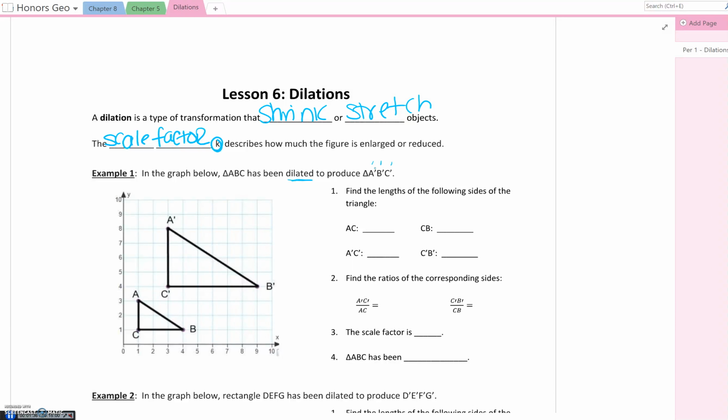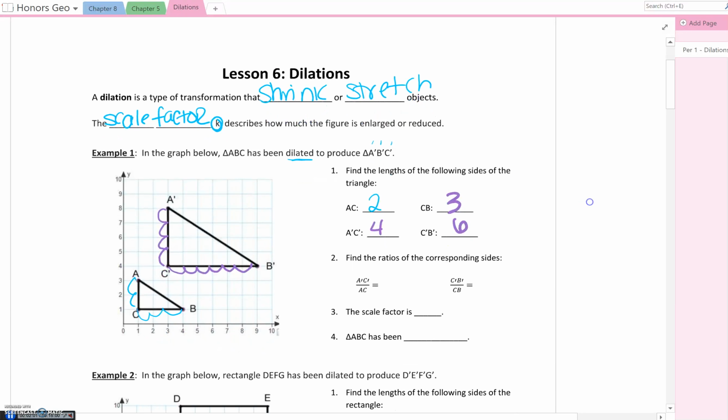Okay, so here we go. We're just going to count these. AC is 1, 2. CB is 1, 2, 3. Now, AC prime is 1, 2, 3, 4, and CB prime is 1, 2, 3, 4, 5, 6.